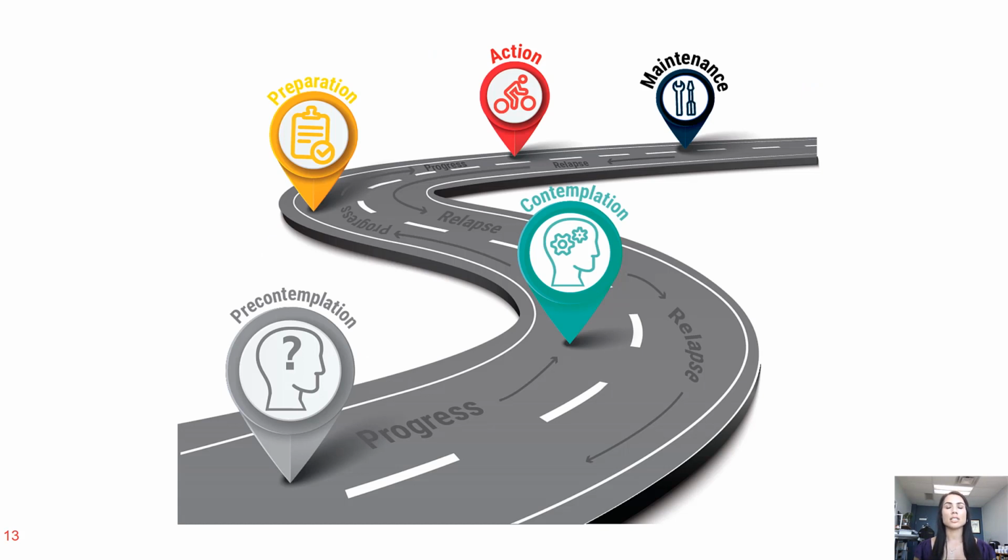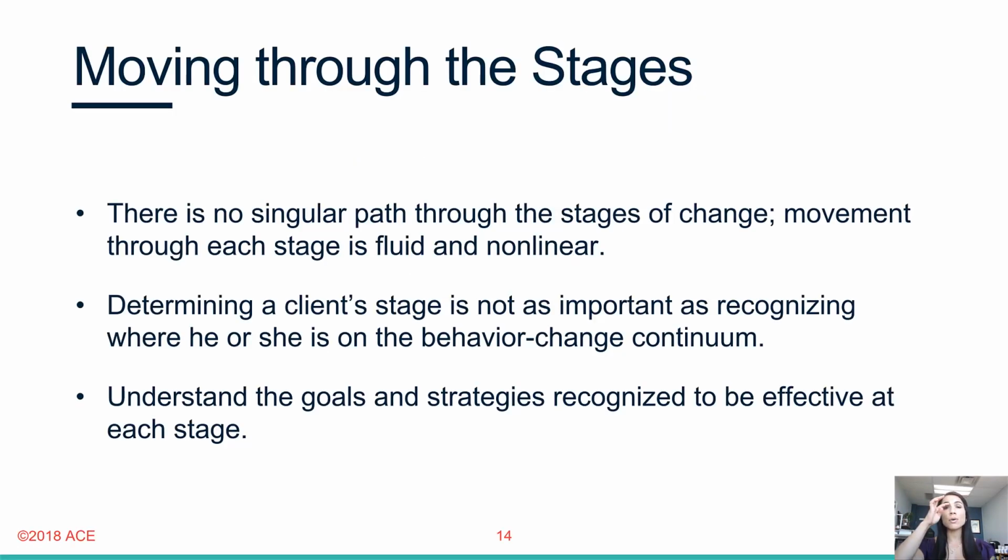There are 5 stages, and I'll spend more time in just a moment talking about each of these stages. But there are 5 stages that go into this model. And if you're just beginning and you've never made this change, whatever change you're trying to make, you start with pre-contemplation. Then you move to contemplation, preparation, action, and then maintenance. And it's fluid, so just because you reach maintenance doesn't mean that you can't come back to preparation, right? So this is what we call moving through the stages.